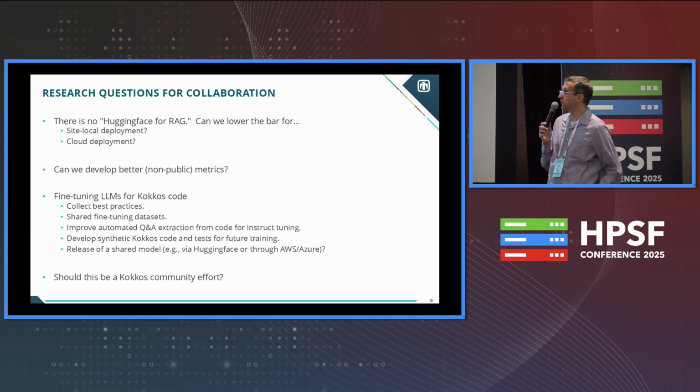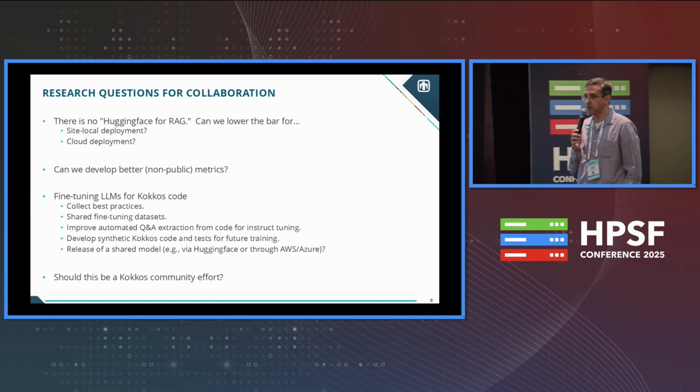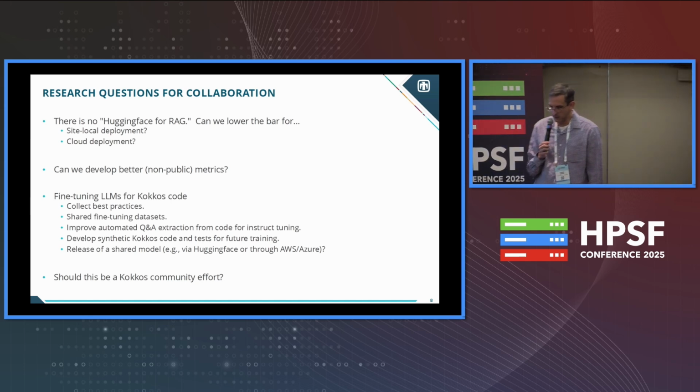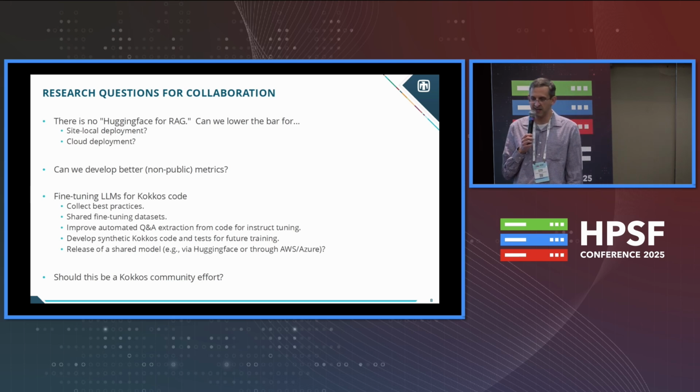This third one, improved Q&A extraction for instruct tuning, right? Given code repositories using Kokkos, how do we get better question and answer pairs we can use for the training? Synthetic code and tests for future training. So when Meta trained the Llama 3 models, they decided there was not enough code on the internet. So they generated synthetic unit tests and then had the previous Llama models go monkeys at a keyboard to generate code that would satisfy those unit tests as a way of generating synthetic code.